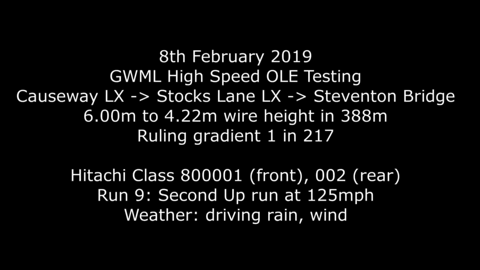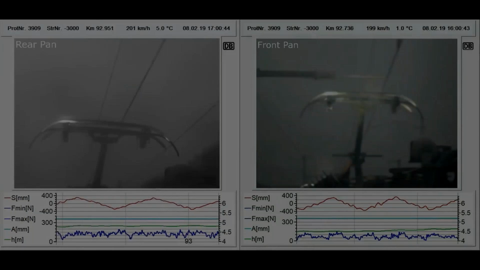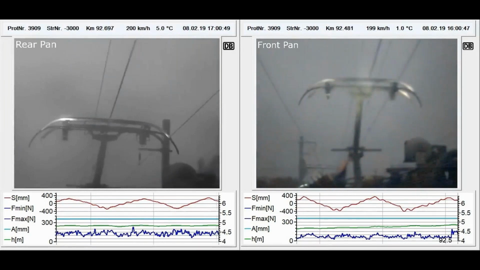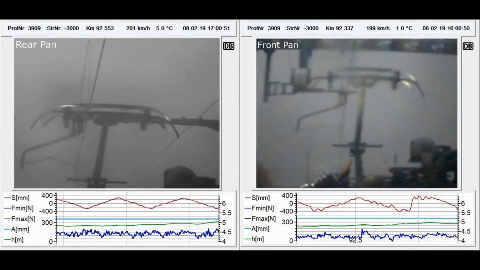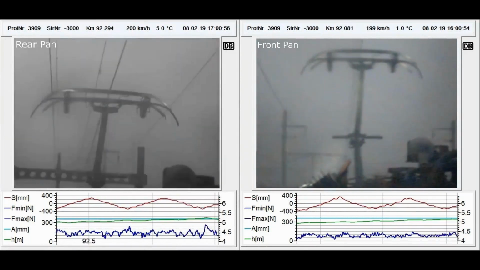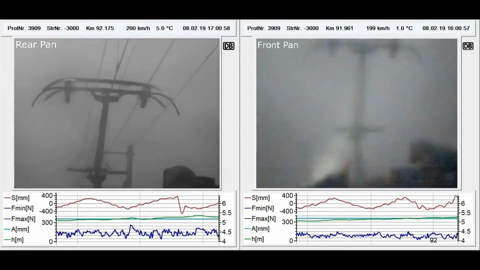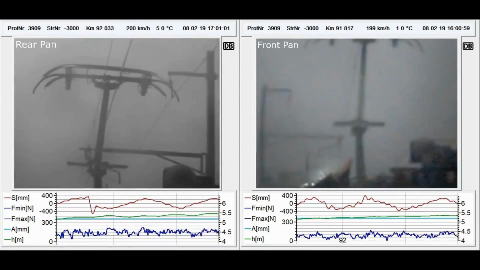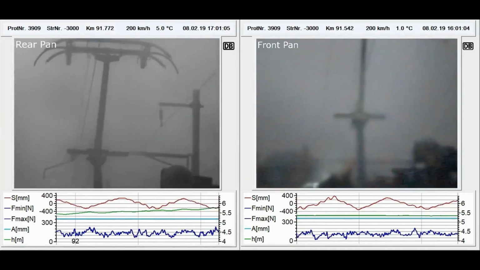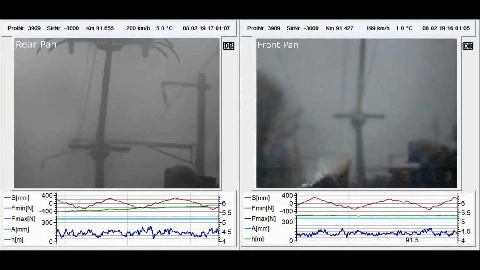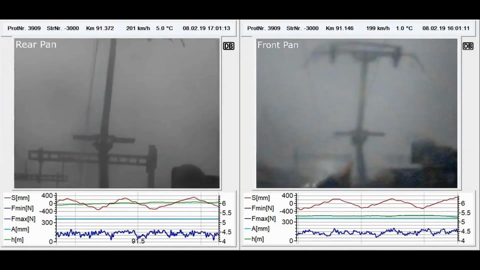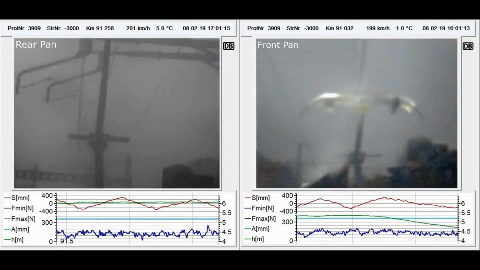It's the same format as the previous video. I think this time have a look at the front pantograph, because what that's showing you, do not adjust your set. It's not dodgy bandwidth. That is what the footage looks like, and that is driving rain lashing across the face of the camera. So you can see just how bad the conditions were, and yet we still had contact forces which stayed within acceptable parameters for a one-off test train. And then we come down into Steventon Bridge.